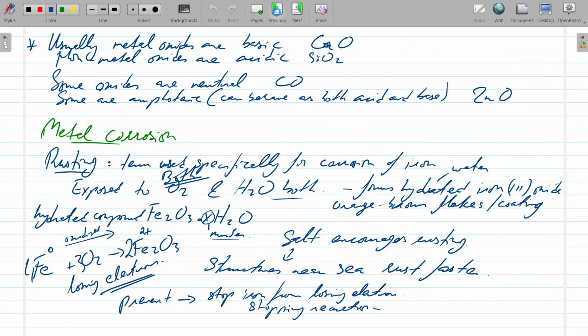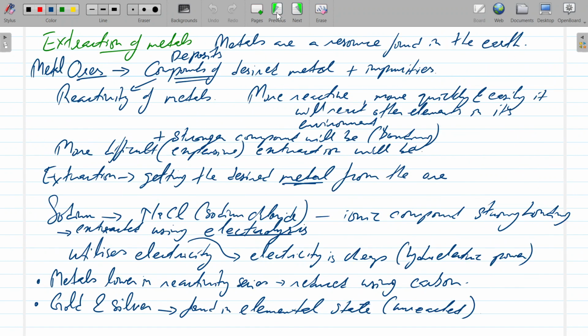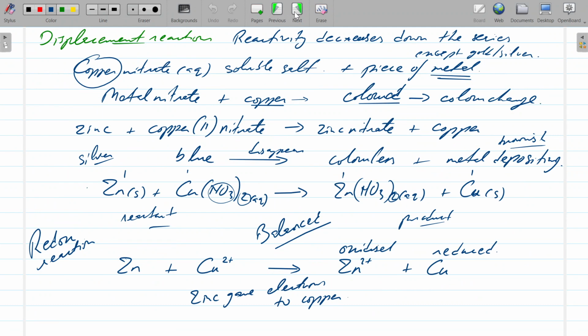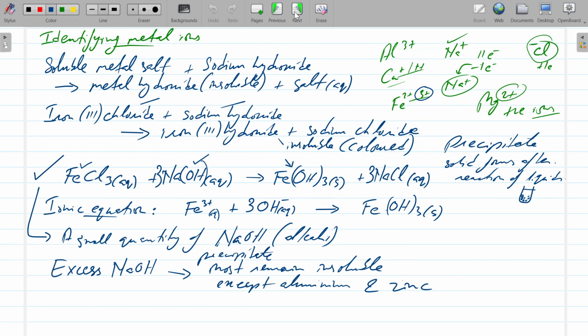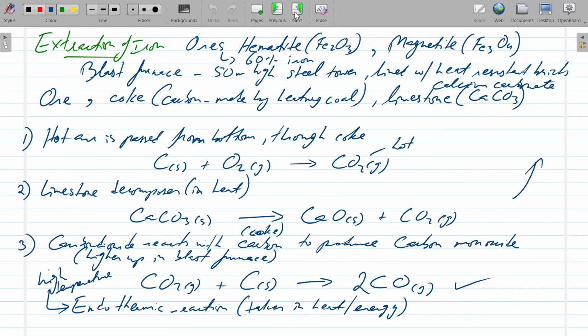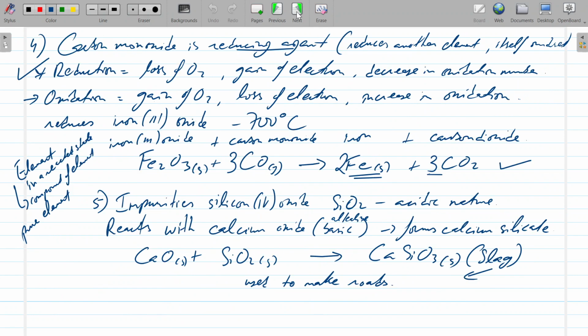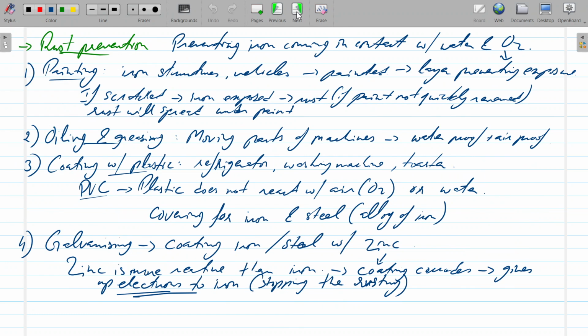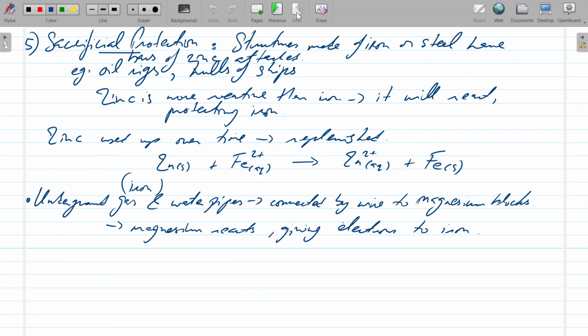The last class, we covered the topic of metals. We talked about, I believe, displacement reactions, identifying metal ions, the extraction of metals, the extraction of iron in particular, and then corrosion of metals, focusing on rusting, and then how rusting is prevented via different methods like painting or oiling, coating with plastic, galvanizing, and sacrificial protection.